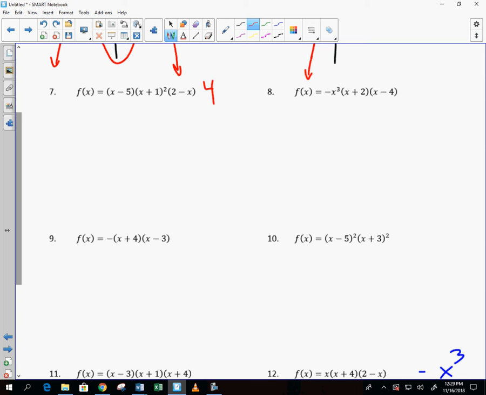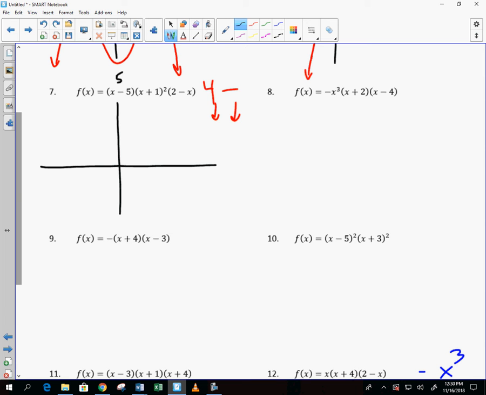What degree is this one? 4. Positive or negative? Negative. Finishes down. Starts down. Wow, you guys are good. Just like give you guys all A's without even taking a test.